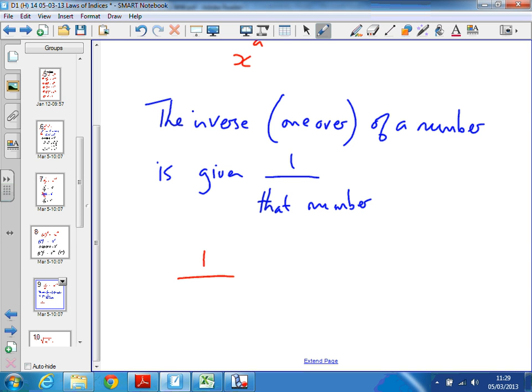inverse of the number 4 cubed? 1 over 4 cubed, that's how I'd write it. What's the inverse? 1 over it. How can I write that as a power? It's 4 to the power minus 3. The inverse is written as a negative power.